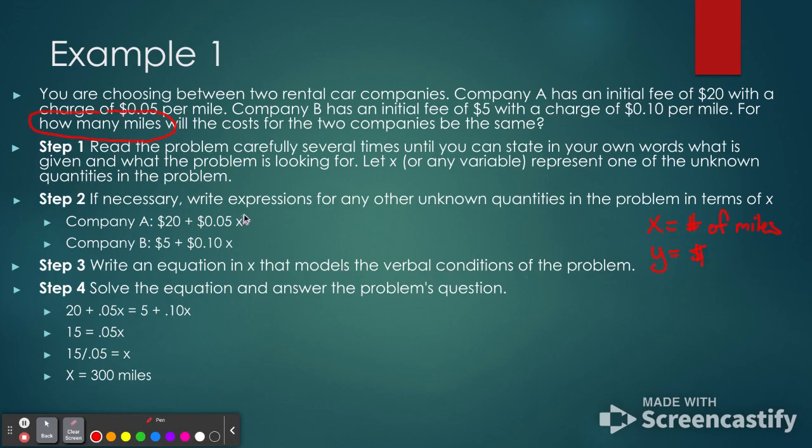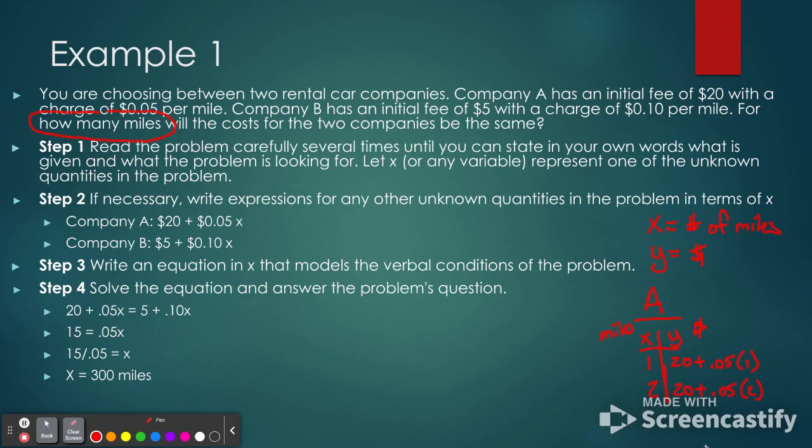Part 2 is write expressions. We've got company A, and in company A we have an initial fee. To help me understand what I'm doing, I like to make a little T-chart where X is my input and Y is my output. Remember, X is my miles and Y is my money. If I rent this car and drive it for 1 mile, I'm going to pay $20 for the car plus another 5 cents for that 1 mile. If I went 2 miles, I'd pay $20 plus 5 cents times 2.